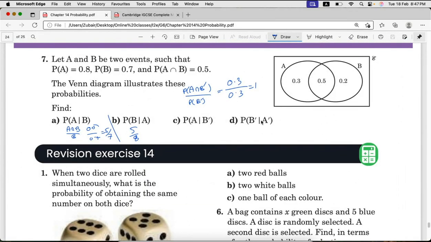Last part. B complement is this. A complement is this. And there's no intersection in them. This should be B complement intersection A complement divided by A complement. The numerator is already 0, so we just leave it there. So it will be 0.